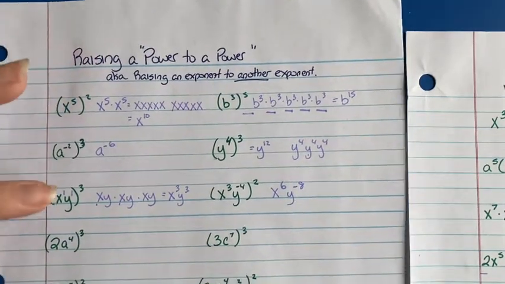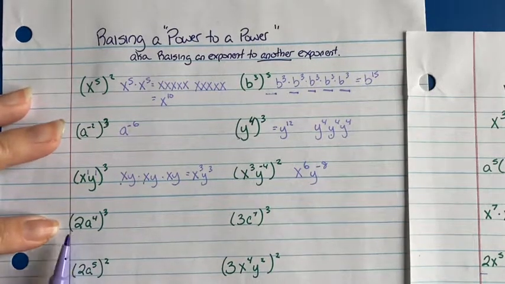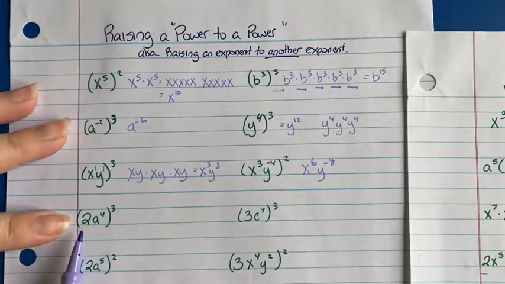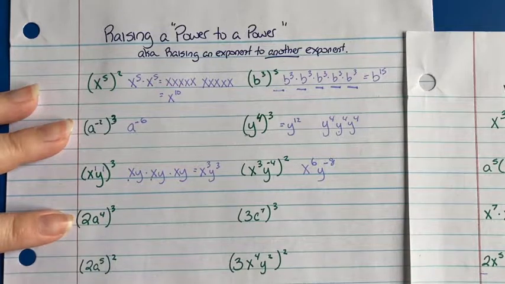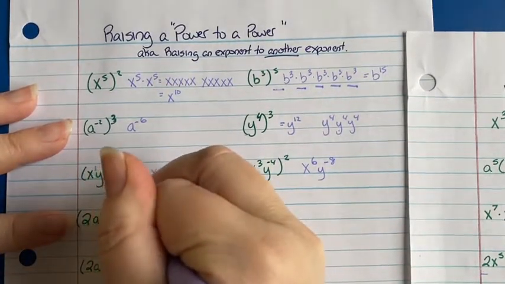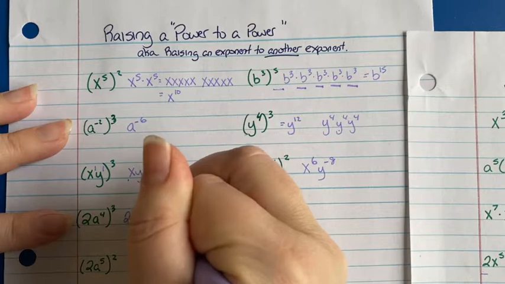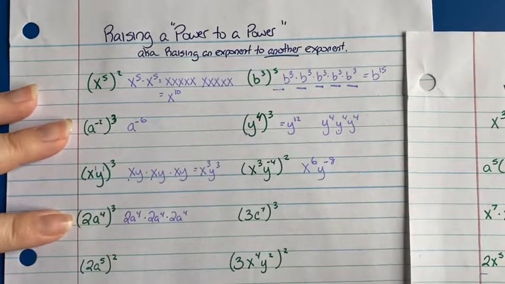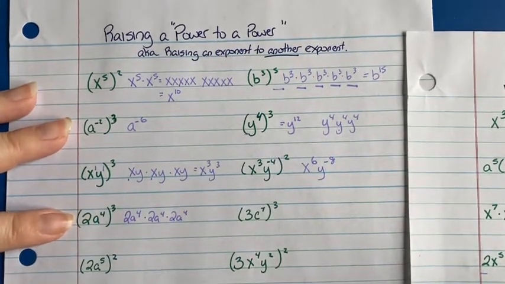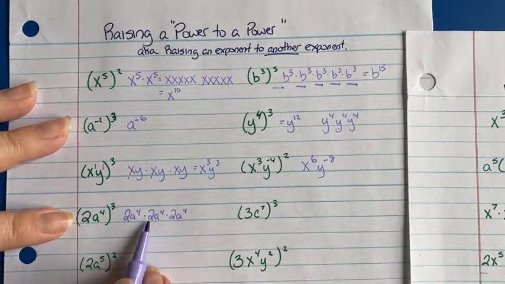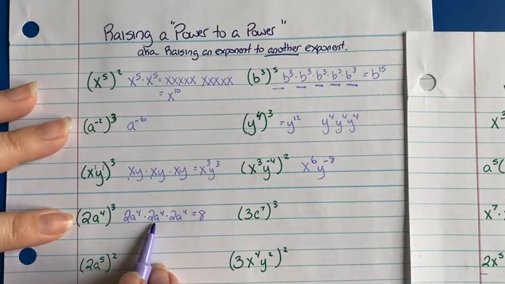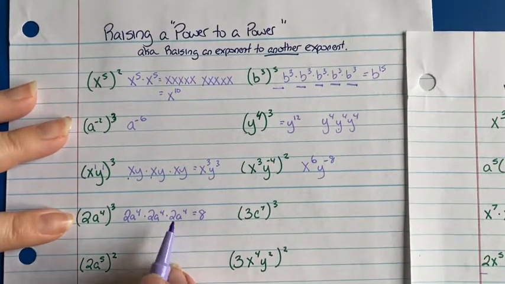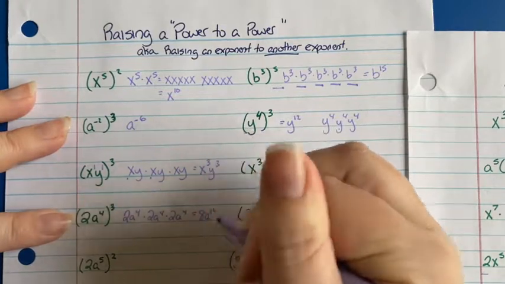Okay, we're getting even trickier now. What if we've got coefficients in here? The coefficient also gets raised to this power. So 2 to the third power. That's 2 times 2 times 2. So 2 times a to the fourth times 2 times a to the fourth times 2 times a to the fourth. That's how it looks if I expand it out. 2 times 2 times 2 is 8. A to the fourth times another a to the fourth times another a to the fourth. That's a total of a to the 12th.